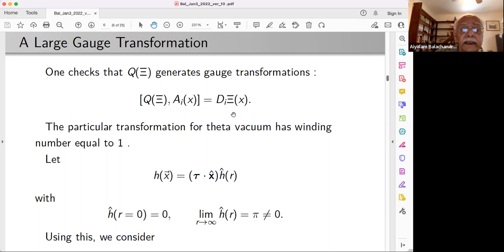Now the issue is what choice of chi do I make so that this Q psi, when exponentiated, generates a Pontryagin number 1 transformation. That is the issue. So let me try the following. Choose a test function h, which depends on the vector x, which is tau, the Pauli matrix, tau dot x hat, acting on a function of r. And for h hat I choose 0 at the origin, and at infinity I choose it to be pi. So that's a particular test function I choose.